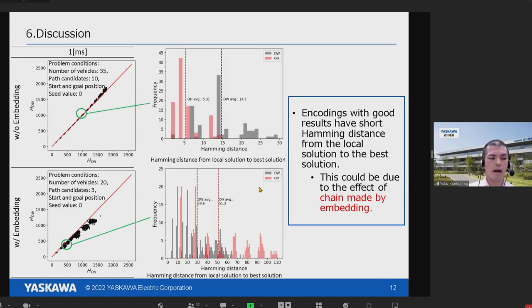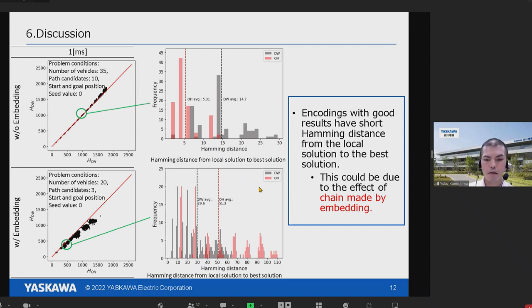So next, I will discuss the results obtained. Here I show a histogram of the Hamming distance from local solutions to the best solution. For this figure, I have translated the answer obtained in one condition to bit values expressed by each encoding, and calculated the Hamming distance from each local solution's bit value to the best solution's bit value. The line in the figure is the mean value of Hamming distance of one-hot encoding and domain wall encoding.